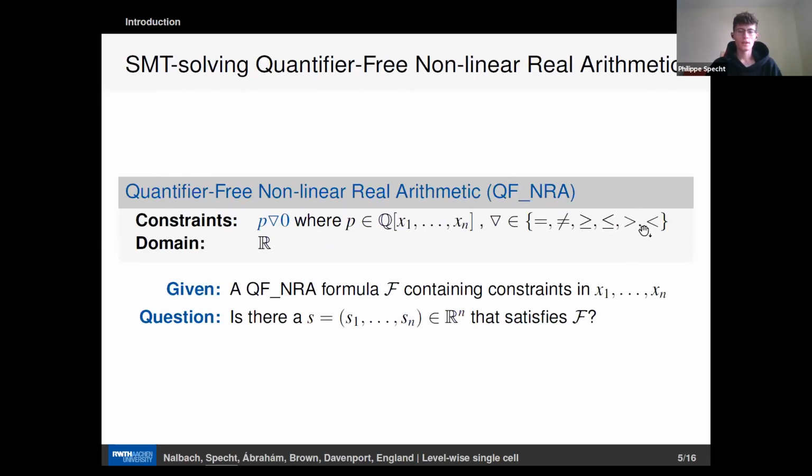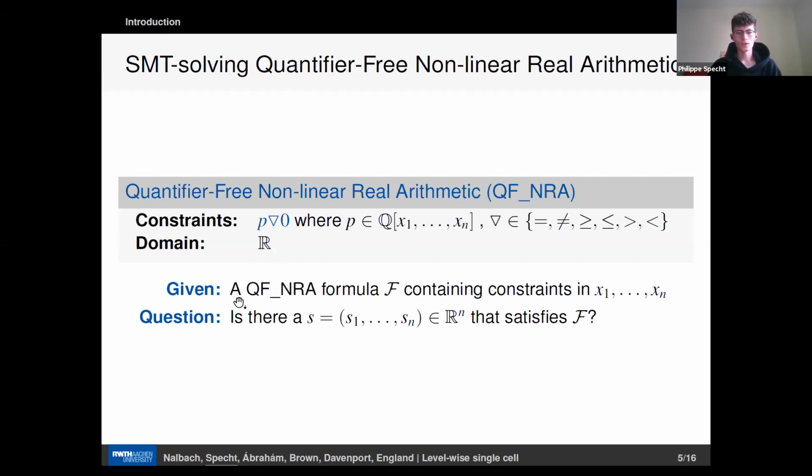So where can we now apply single cell construction? Generally, we can use it for SMT solving the first-order logic theory of quantifier-free nonlinear real arithmetic, or QFNRA for short. This is defined as can be seen here. We have constraints where we compare a polynomial in n variables with one of these operators to 0, and these variables can be of real values.